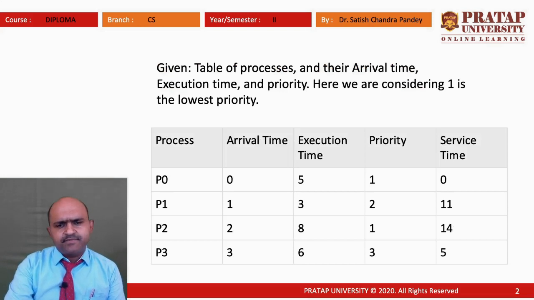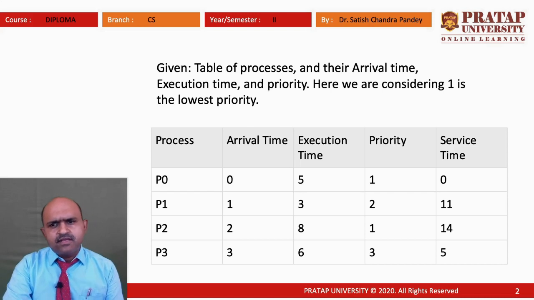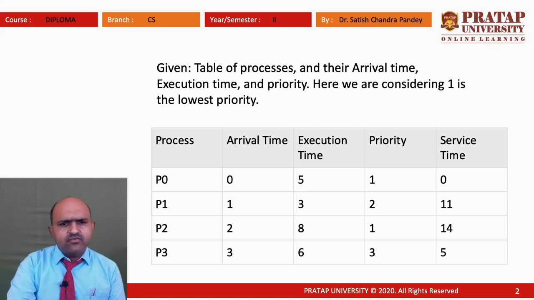This is the table. We can see how to assign priority. In the given table, the arrival time, execution time and priority are shown here. We consider 1 as the lowest priority for this table. There are 4 processes: P0, P1, P2 and P3.